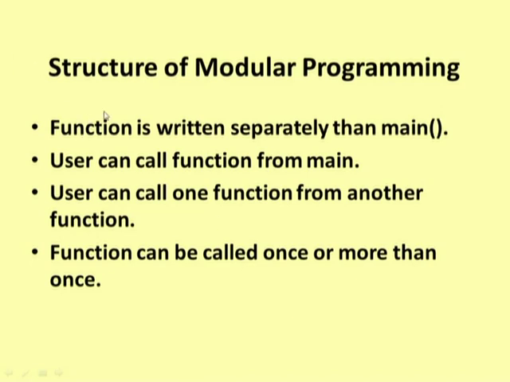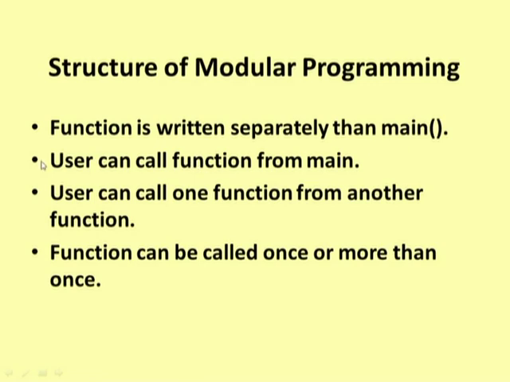Now the structure of modular programming. The function is written separately from main. The user can call a function from main. The user can call one function from another function, and the last one, that is, a function can be called once or more than once. Here the function is written separately from the main, means the routine available for the function can be written separately from the main function.